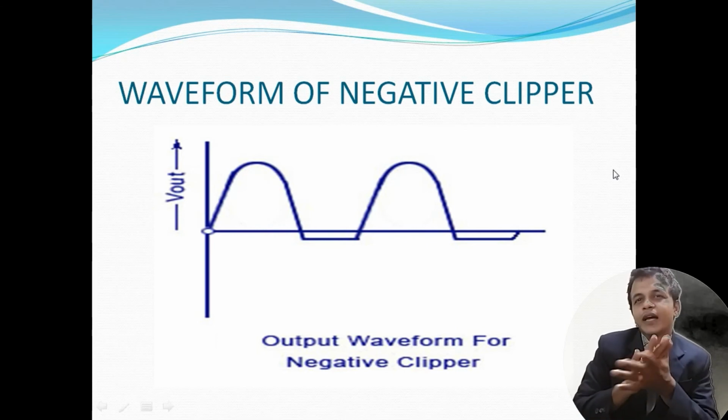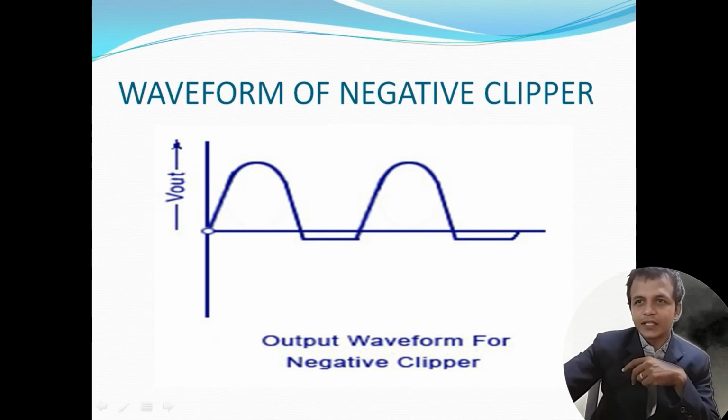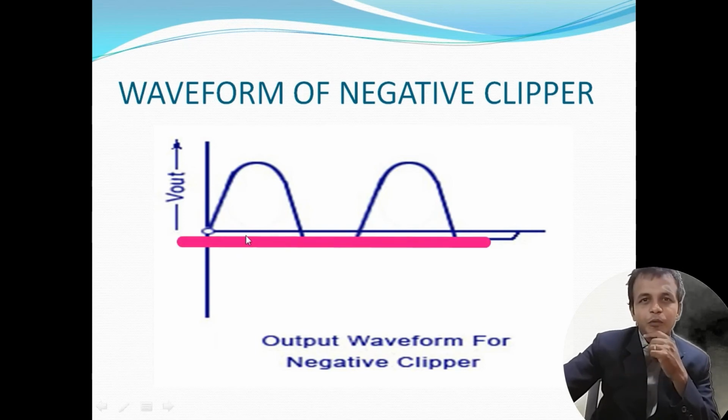This is the waveform of a negative clipper circuit. So here we are giving the reference voltage at this point, right? And for the portion of the signal above the reference voltage, the diode is forward biased, and for the portion of the signal below the reference voltage, the diode is reverse biased, and there is no signal appearing for that portion in the output, right? So this is the negative clipping operation.